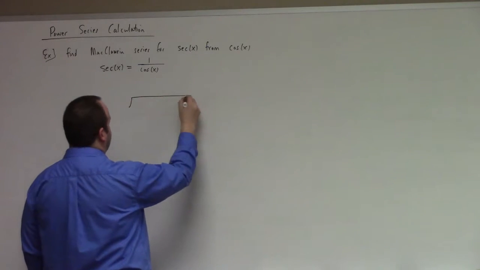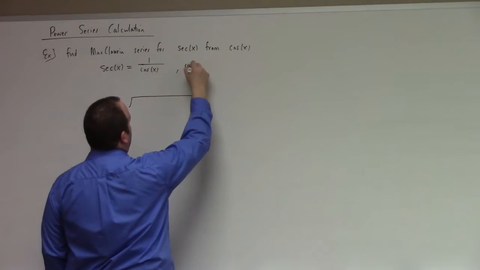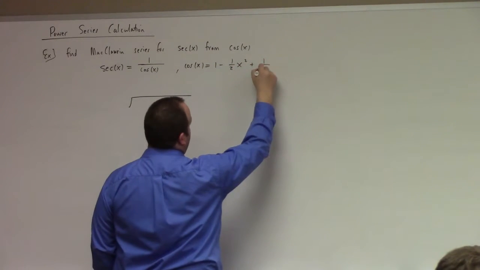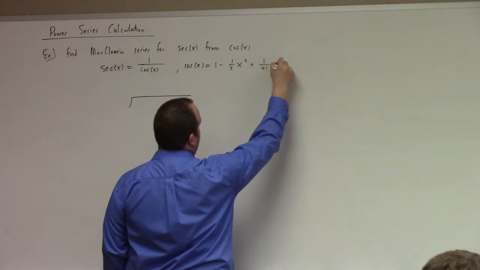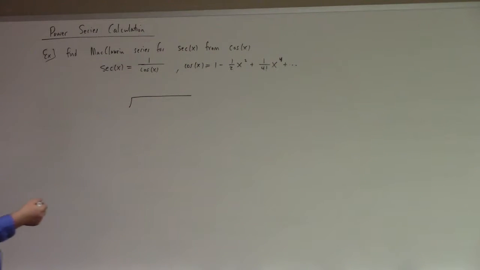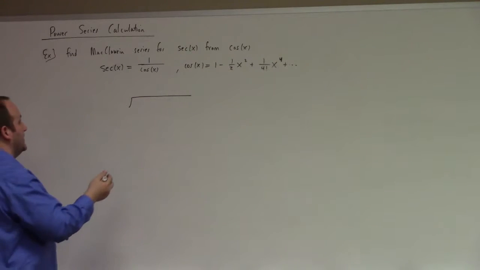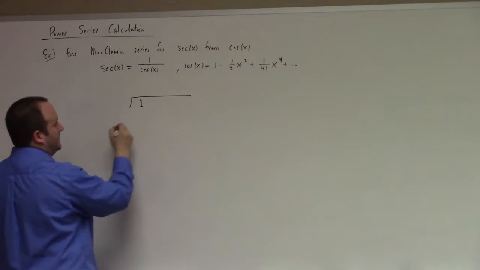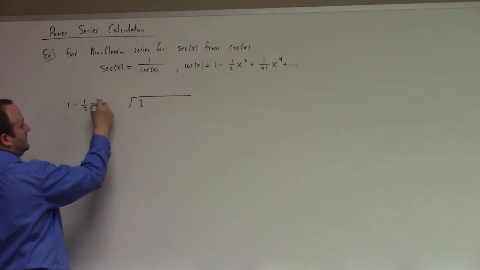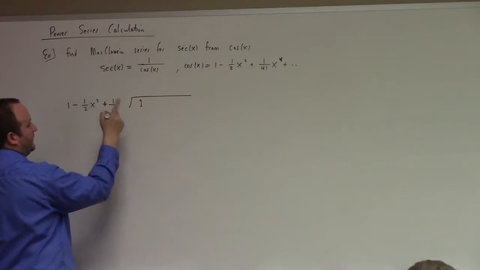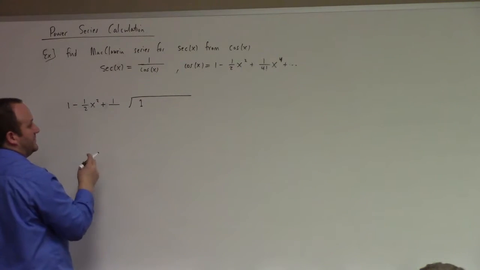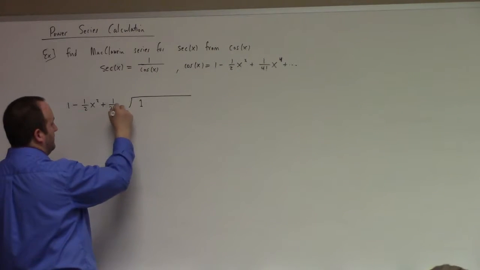So what's cosine of x? Well, 1 minus 1/2 x squared plus 1 over 4 factorial x to the 4th and so forth, right? So let's find the Maclaurin series for secant x, just the first few terms. Let's say up to like 4th order or something. So I've got 1 here, and I'm dividing cosine into it, so that's 1 minus 1/2 x squared plus 1 over, and let me put the number there, 4 factorial. What is 4 factorial equal to? 24, all right, very good. And so forth.